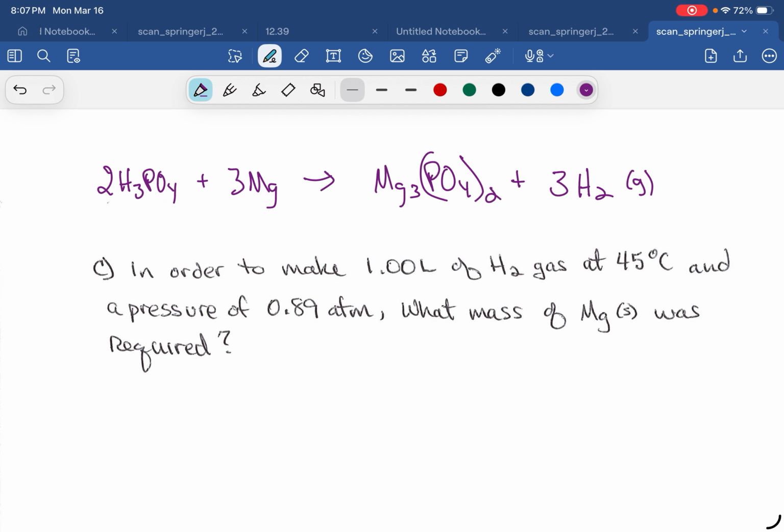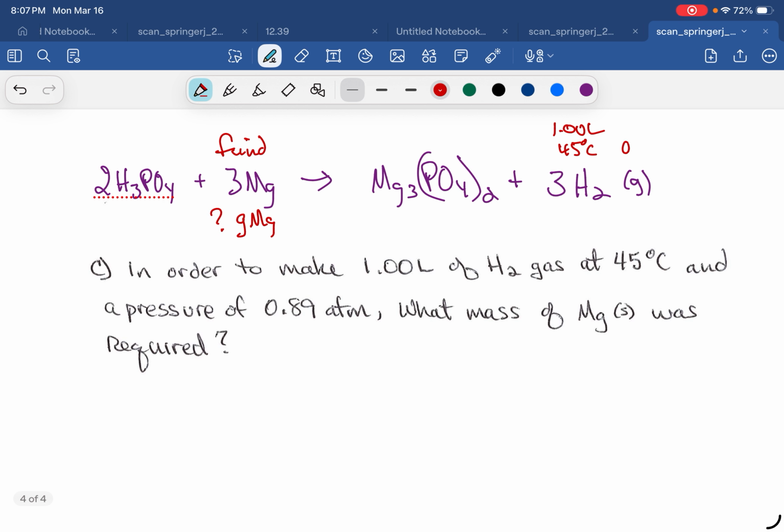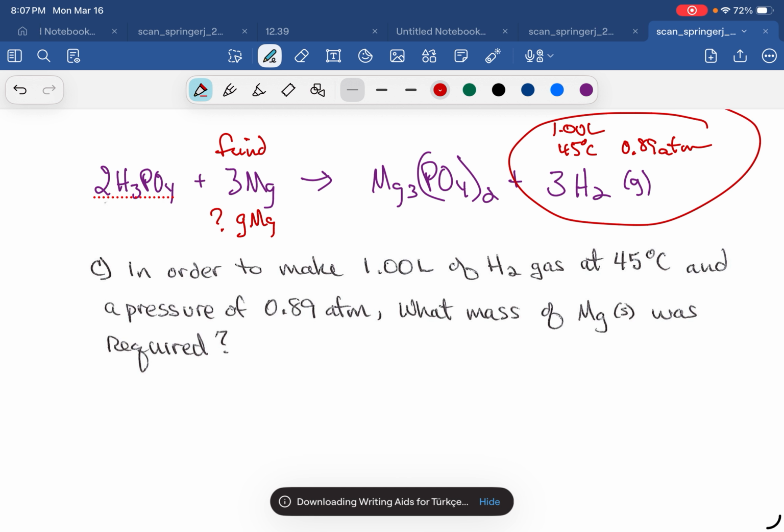Okay, so we're wanting to make 1 liter of hydrogen gas at 45 degrees Celsius and a pressure of 0.89 atmospheres. What mass of Mg was required? So we're looking for grams of Mg. There's my find. And my given, I've got 1 liter, 45 degrees Celsius, 0.89 atmospheres. This is a gas law problem.